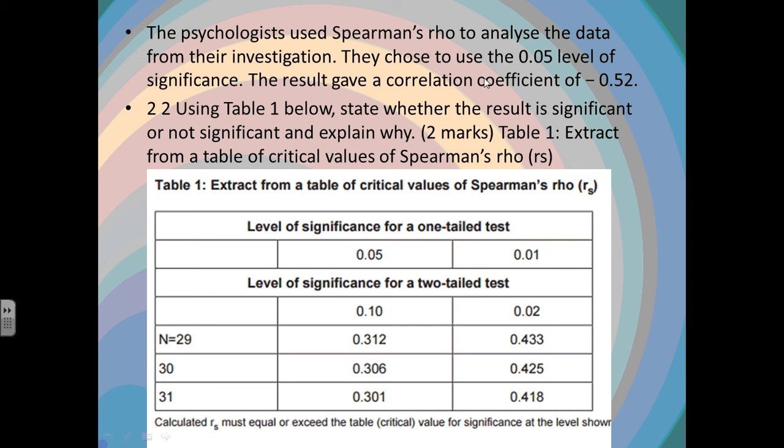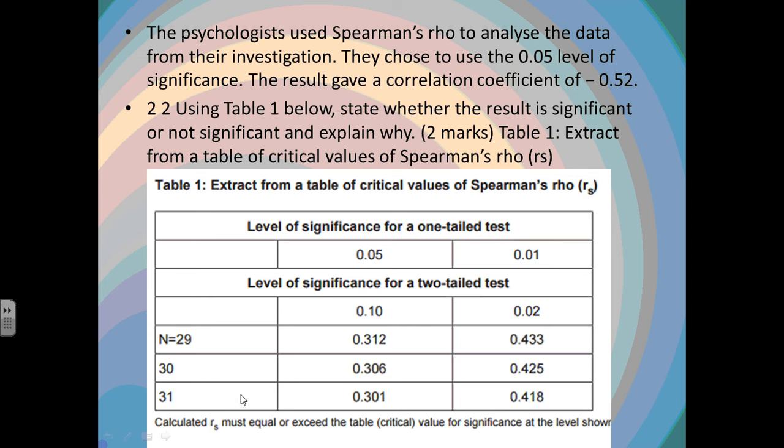Now the question says they did a Spearman's rho and gave a correlation of negative 0.52. First of all, we need to say whether these results are significant. When you are comparing the correlation coefficient to the critical value, you ignore the negative and positive signs. They mean nothing. You only look at the number itself. They chose a probability level of 0.05, so we look at 0.05 and find that it's in this row, which means it's 0.306.